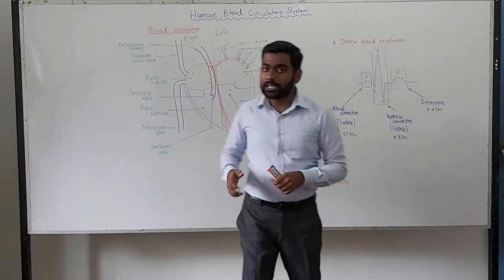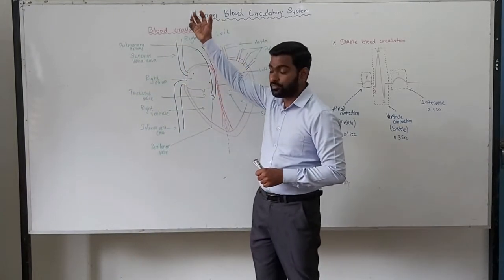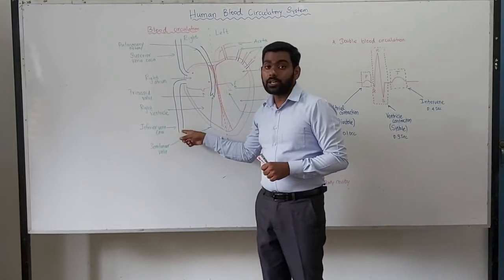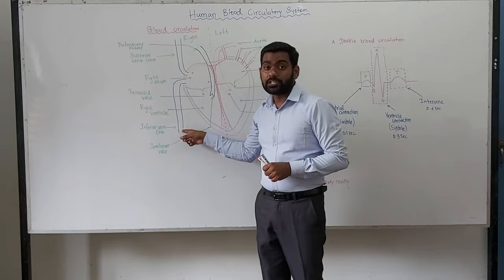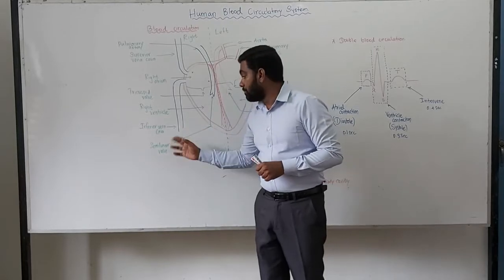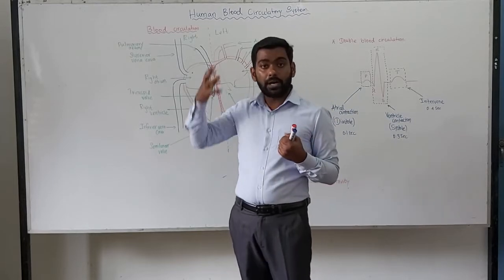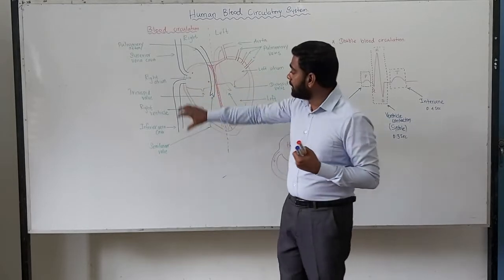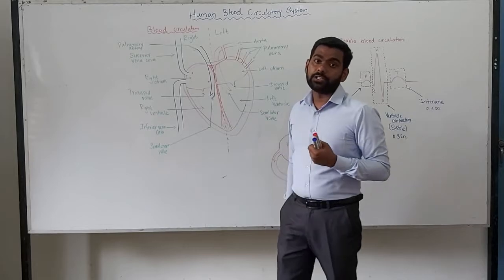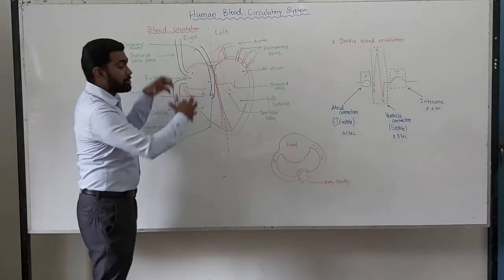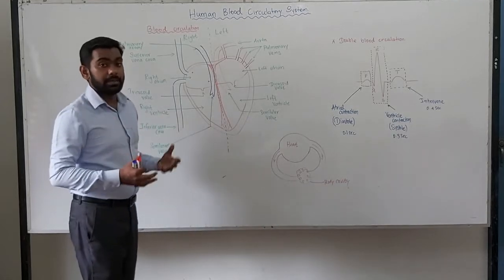Superior vena cava brings the deoxygenated blood from the upper part of the body. At the same time, the inferior vena cava brings the deoxygenated blood from the lower part of the body to the heart. Both deoxygenated blood from the upper part and the lower part finally come to the right atrium, and the right atrium fills with the deoxygenated blood.